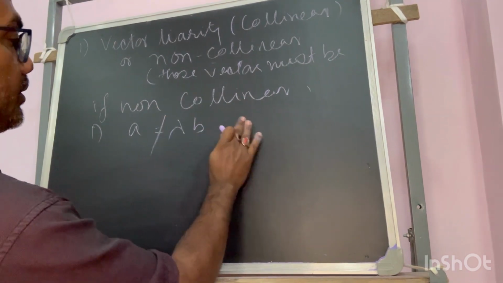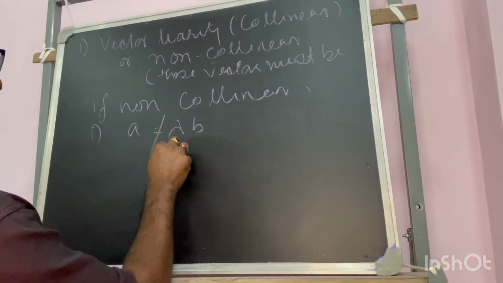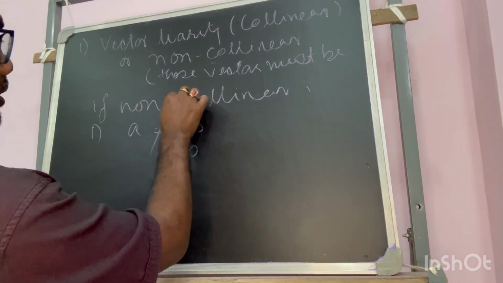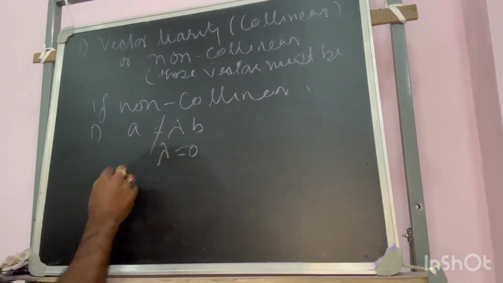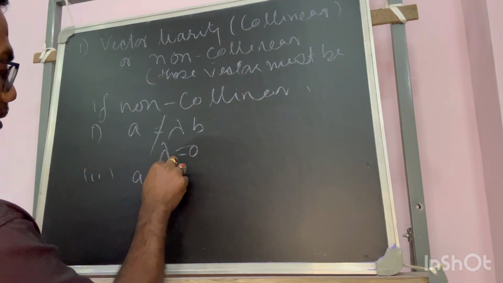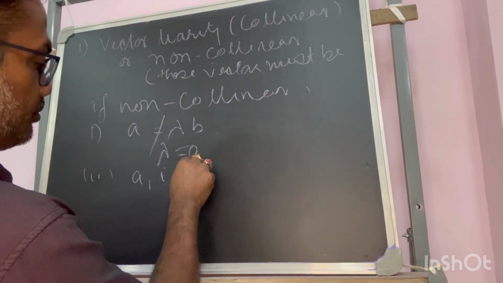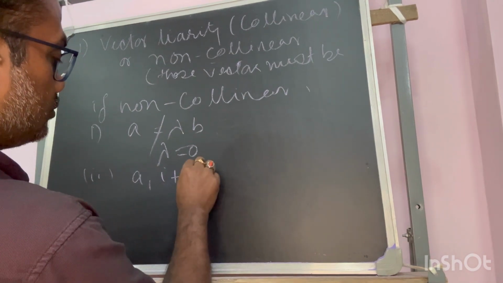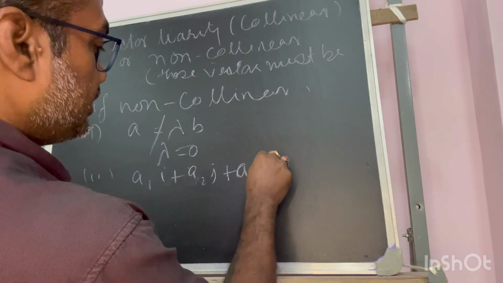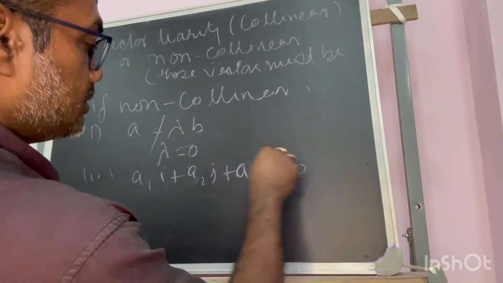It should not be like that. That means here lambda is equal to 0 for non-collinear. Okay, for non-collinear, this is the first case. So if it is 0, then a1 i plus a2 j plus a3 k, that I assume has to be 0.